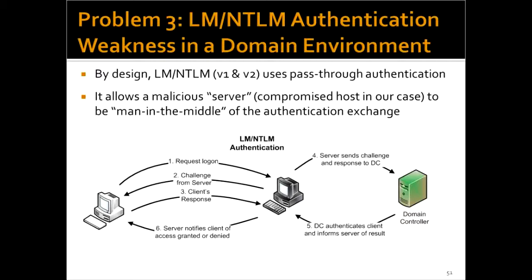So the first few steps, 1, 2, and 3, are the same as what we saw before. We've got a logon request, the server sends a challenge, and the client answers the challenge. In step 4, the server takes the challenge and the answer and sends them over to the domain controller to authenticate them, because the domain controller has the hashes and can do the computation to figure out if the client answered correctly. The domain controller sends it back to the server, which is given a yes or no, whether the authentication was successful. But the problem here is that the server is always the man in the middle of this entire exchange, and that's just an overall design flaw.